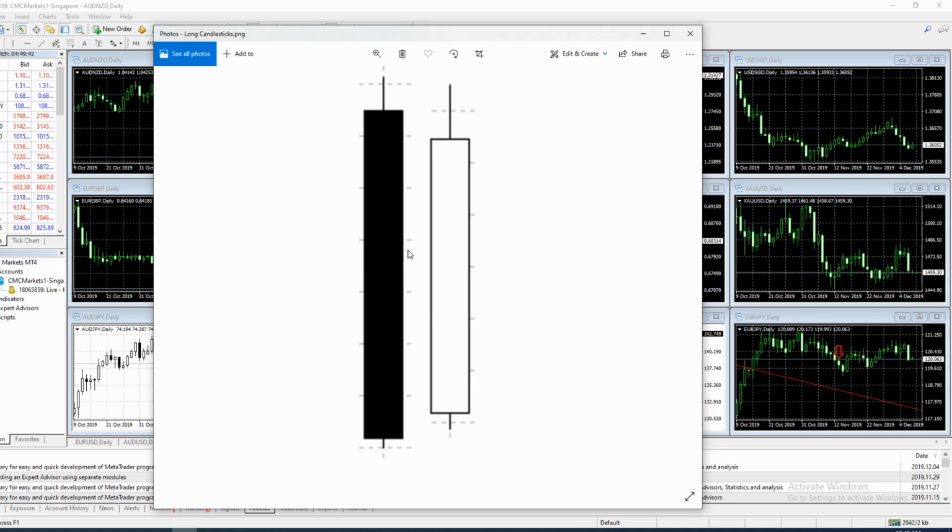Hence, Japanese candles, since they give a lot of good financial information, are very popular among traders and investors. And it's actually good if you get familiar with how they look and how you read their information.